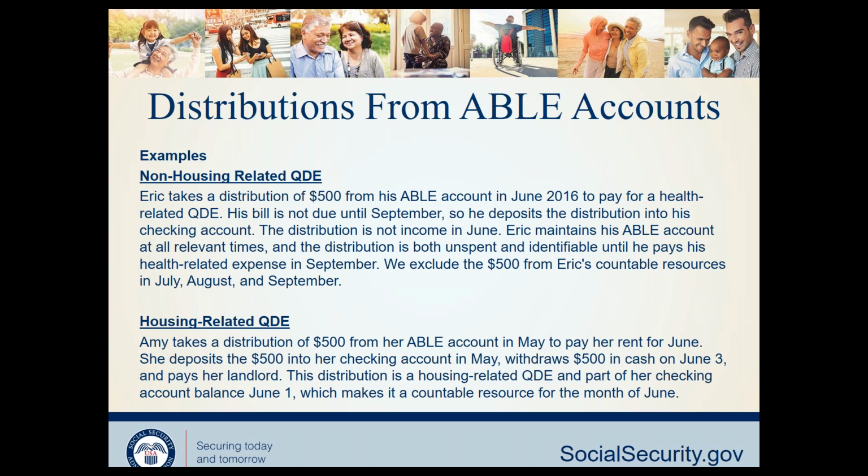All right, so Eric takes a distribution of $500 from his ABLE account in June of 16 to pay for a health-related QDE. His bill is not due until September, so he deposits that distribution into his checking account. The distribution is not income in June. Eric maintains his ABLE account at all relevant times, and the distribution is both unspent and identifiable until he pays his health-related expense in September. So we exclude that from his countable resources in July, August, September.